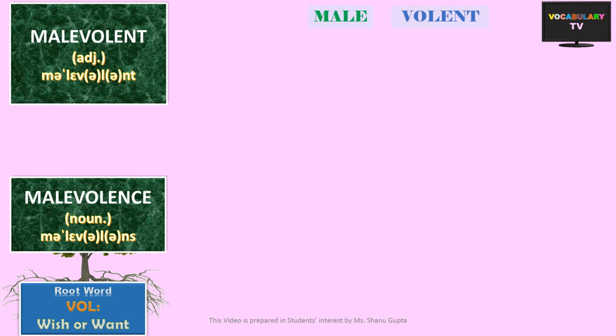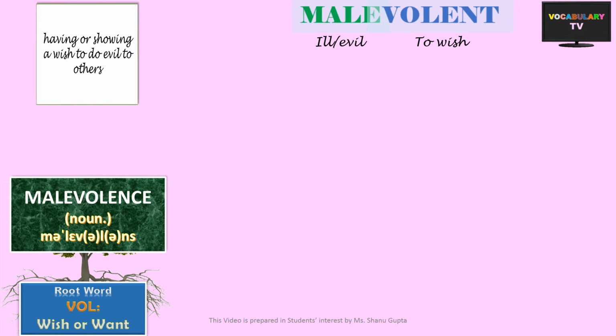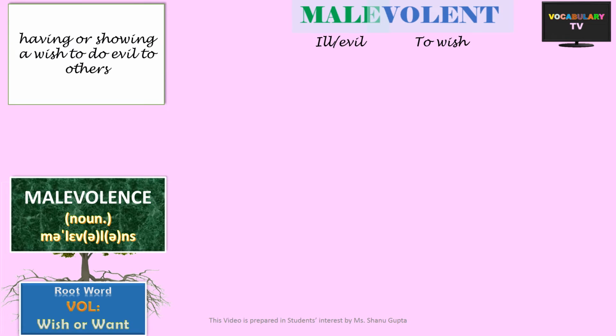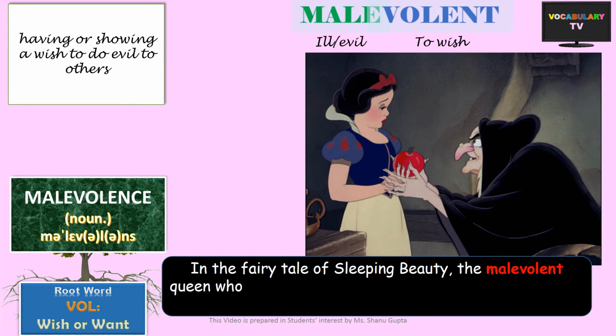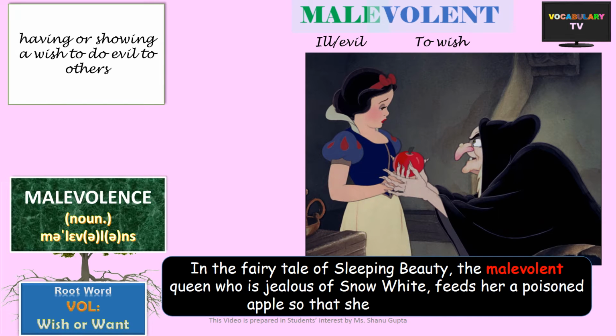An exact opposite of the word benevolent would be the word malevolent, which is easy to memorize because the prefix mal means bad or evil and volent means to wish. So a malevolent person is someone who has or shows a wish to do evil to others. For example, in the fairy tale of Sleeping Beauty, the malevolent queen, who is jealous of Snow White, feeds her a poisoned apple so that she may sleep forever.